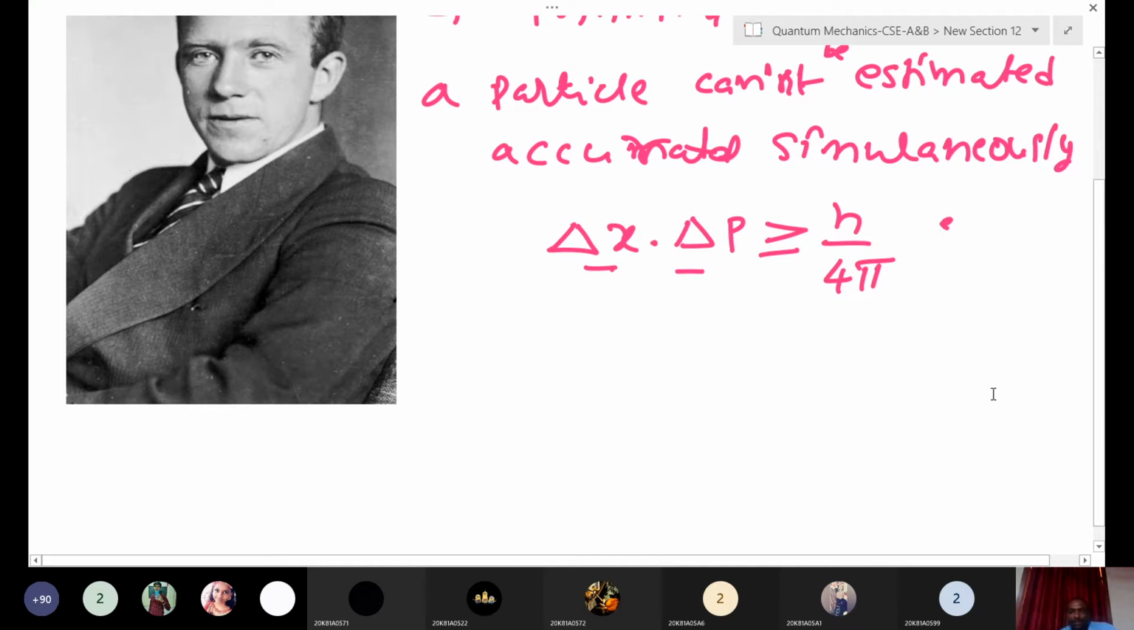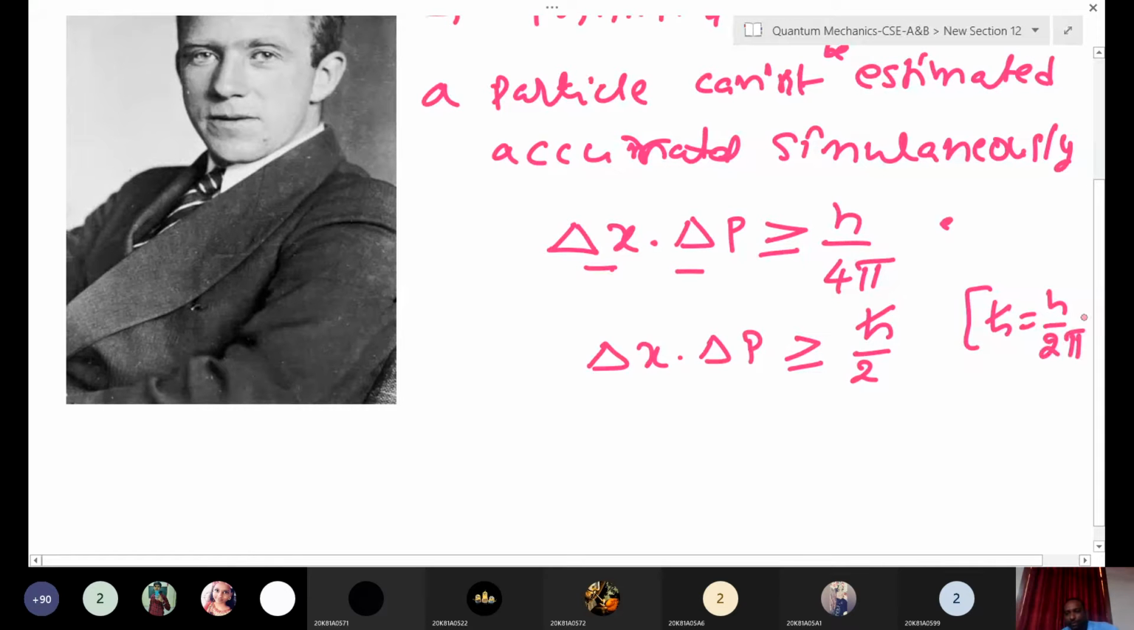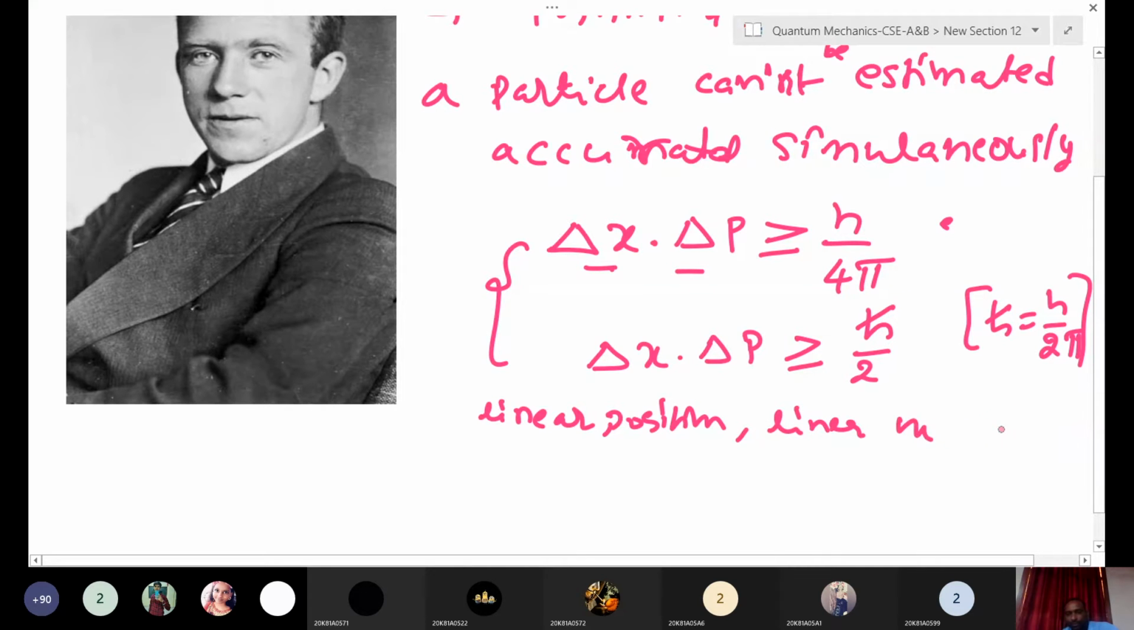This delta x and delta p is greater than or equal to h by 4 pi, or you can write delta x and delta p greater than or equal to h cross by 2. Here h cross is equal to h by 2 pi. This is just a simplification we have written, h cross here. This is the uncertainty principle in terms of linear position and linear momentum.